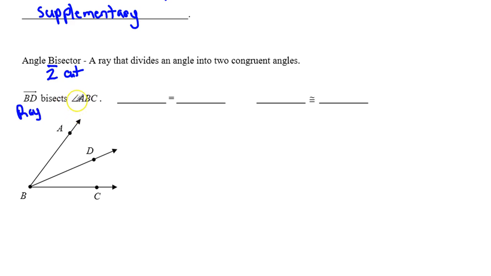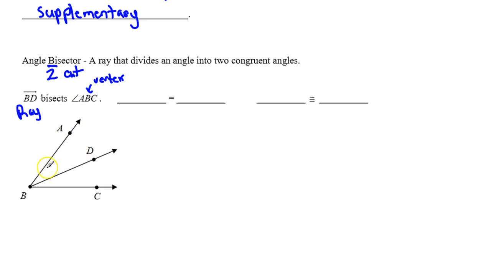BD bisects angle ABC. Now, when angles are named with letters, I was using some numbers earlier, but when we name an angle with letters, we always use three capital letters. You'll recall from lesson 1 that the capital letters refer to points, and the middle letter is always going to be the vertex. Okay, so B is the vertex. That's what's being cut, and ray BD is cutting that.